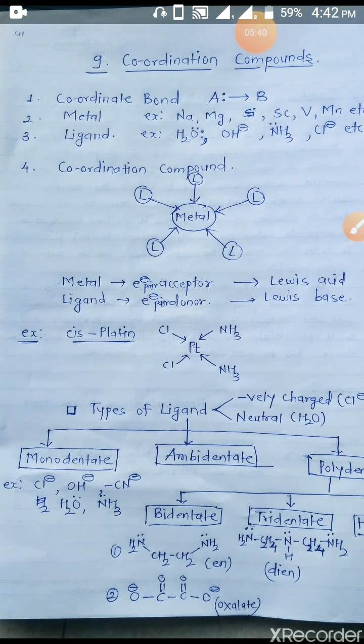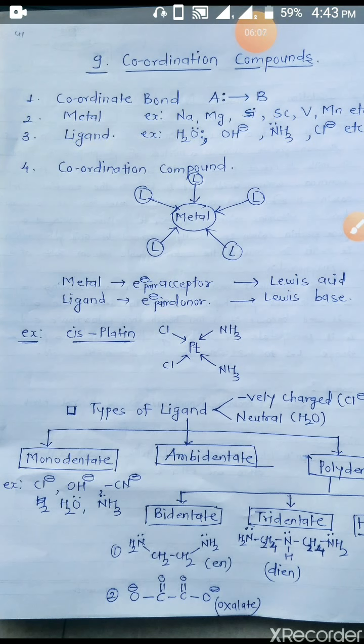Naturally, there are many coordination compounds present. For example, chlorophyll, the pigment in plants which is used for photosynthesis. It is the coordination compound of magnesium. If you have seen the structure of chlorophyll, you will spot the magnesium metal at the center. That is, chlorophyll is the coordination compound of magnesium.